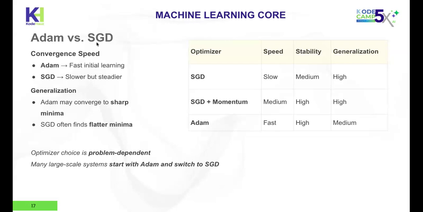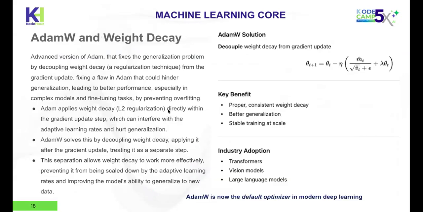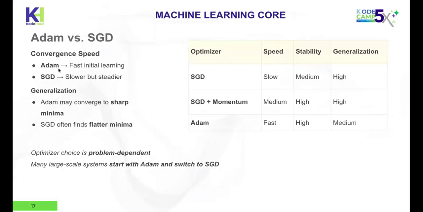Well, differences between Adam and stochastic gradient descent. I'm just going to finish this very quick. So Adam has fast initial learning rates. It learns fast, but it also kind of knows when to slow down. SGD is slower but steadier. One other thing is that with SGD, you need to remember to adjust your learning rate. It doesn't automatically adjust learning rate.